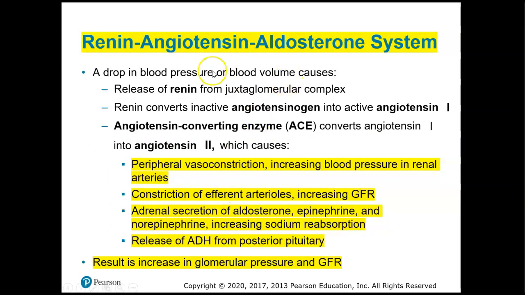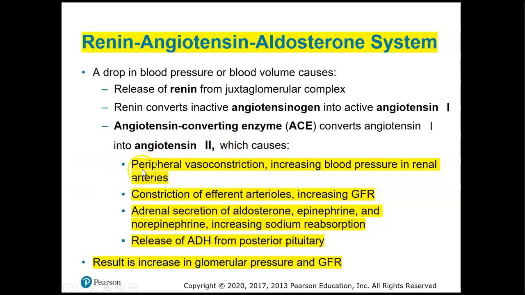For the renin-angiotensin-aldosterone system, what happens is, when you have a drop in blood pressure or blood volume, because they are correlated with each other, that activates the renin-angiotensin-aldosterone system.